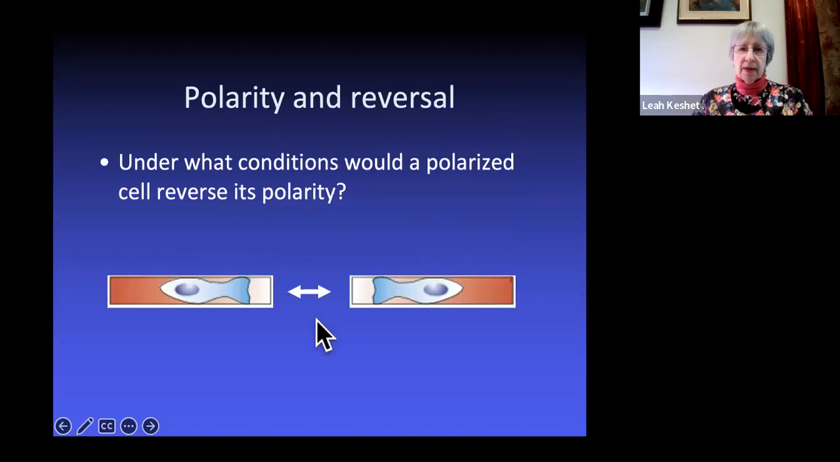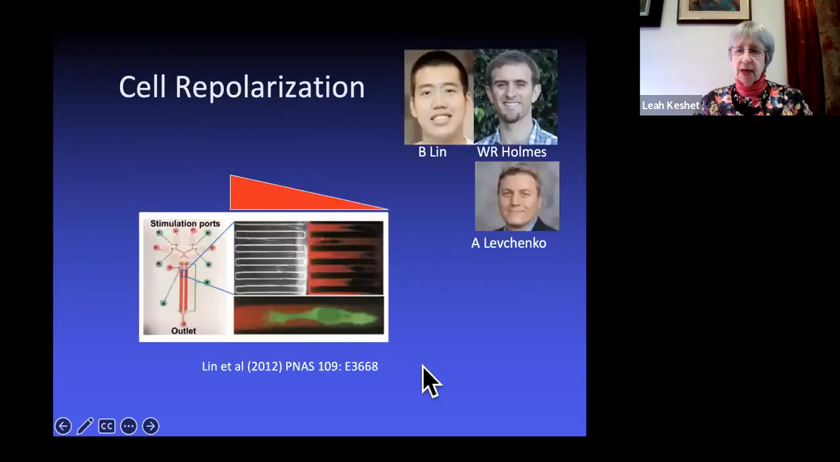So the basic idea is I'm going to try and describe what has to happen if a cell that's already polarized is going to be able to change its orientation and repolarize, to reverse its direction of motion or change its polarity. So it turns out that we looked at this together with a group headed by Andrew Levchenko back a good, well over 10 years ago.